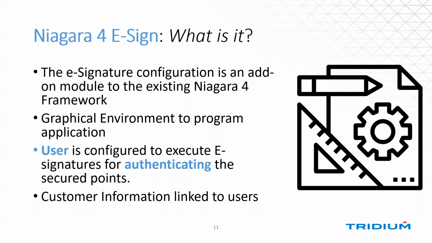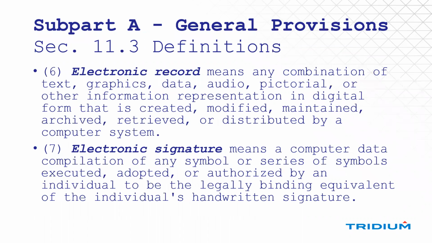So there are checks in place to make sure that the users can access specific points in the Niagara application. And then the customer information is linked to those users. So you could set up all the customer information, the zones, where the secured points are within the application.